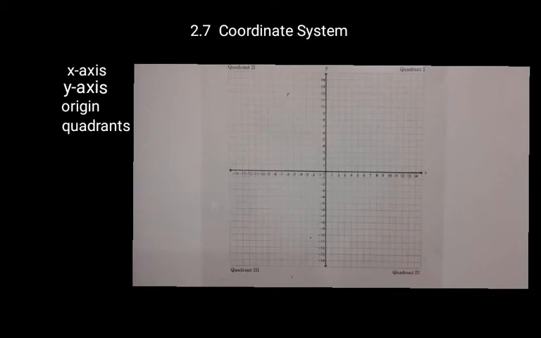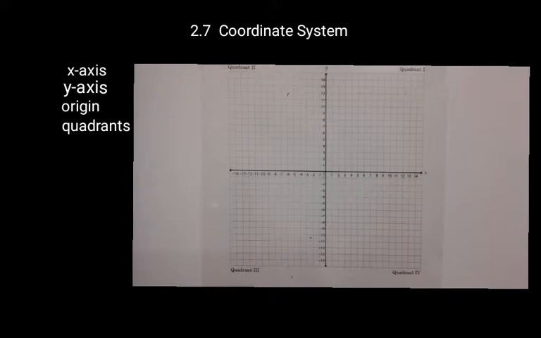Lesson 2.7 is on the coordinate system. The coordinate system, as the word coordinate suggests, has something to do with two things that go along with each other. And we have two number lines. One is horizontal, and it's called the x-axis. One is vertical, and it's called the y-axis. The place where the two number lines cross over is called the origin.